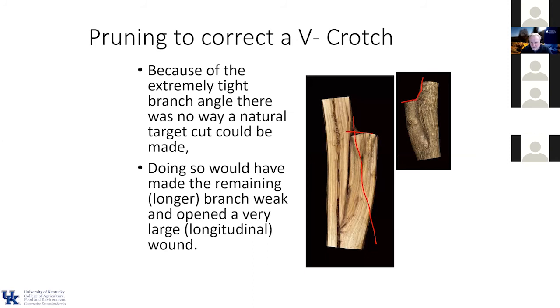And you can put a little bit more slope into that if you want, but not a lot of slope, because once again, if you're creating more slope, you're creating more wound area. So that's usually how I deal with V-shaped angled limbs, and that's how I prune them.